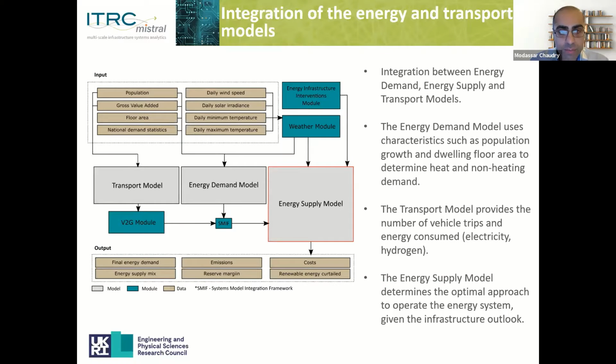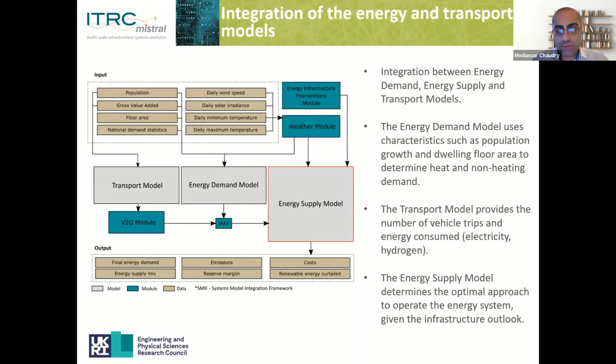To perform the analyses, we use the NISMOD platform and the complete set of sector models. In particular, what you see in this diagram are the high-level interactions between three key models: the energy demand, transport, and the energy supply models. Within the energy demand model, characteristics such as population, temperatures, and floor area are all used to determine heat and non-heating demand using a simulation approach. Likewise, the transport model provides outputs such as energy consumed by road transport, and through a V2G module, the magnitude of electric vehicle battery capacity available at a particular time and location is also determined.